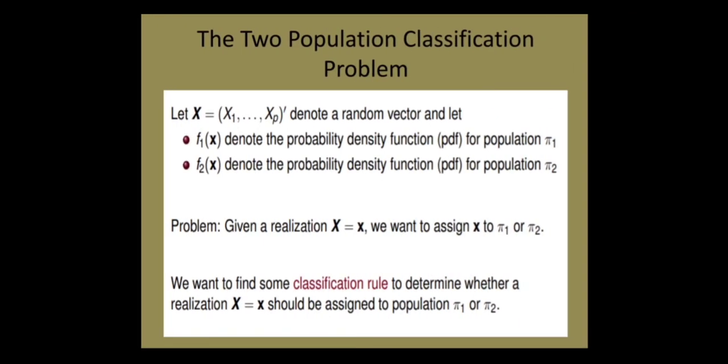Okay, so for example, the two population classification problem. This example is from your textbook, page 580. Let X denote a random vector. It has several variables, right, x1 until xp, and f1(x) denotes the probability density function for population 1, and f2(x) denotes the PDF, or probability density function, for population 2. Okay.